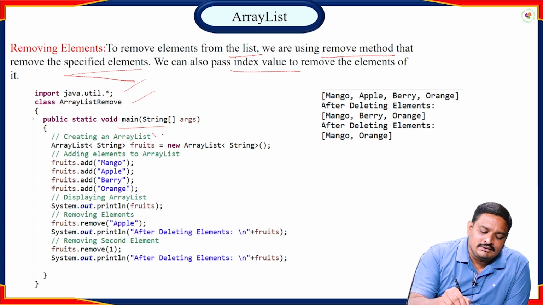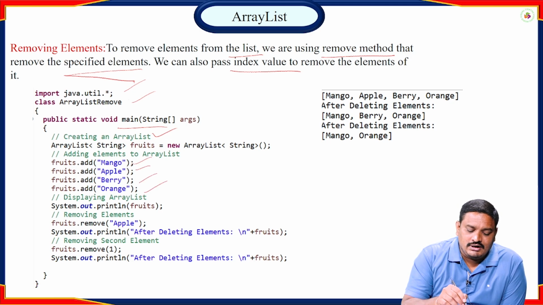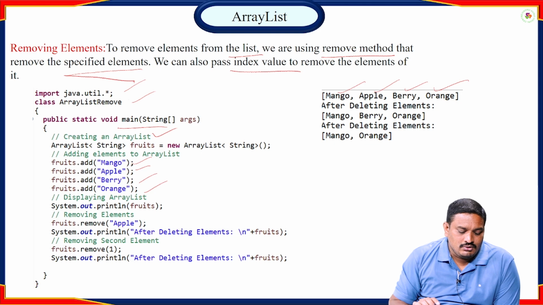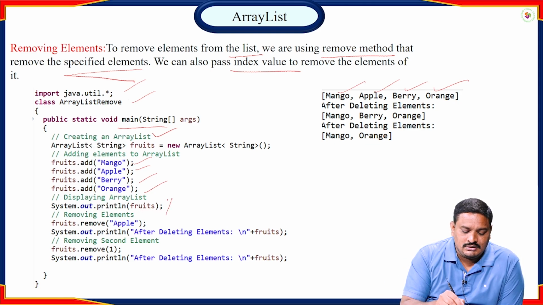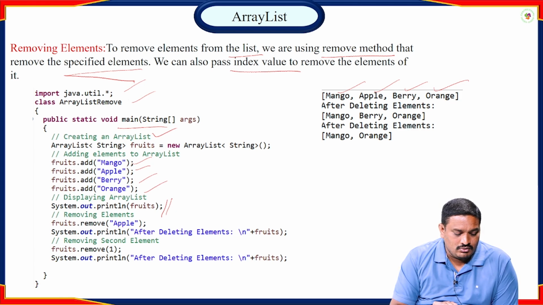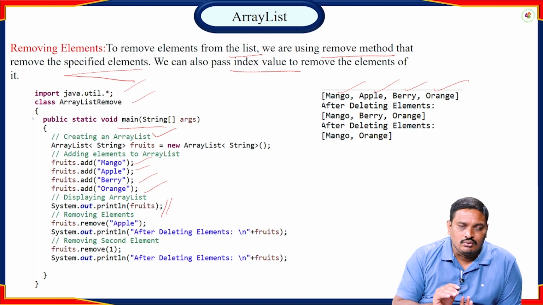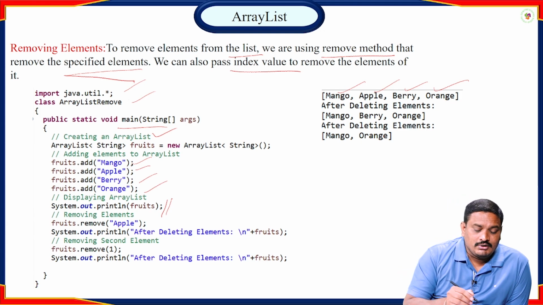Now we are creating one list. That list is called fruits. In that list, the 4 elements are there. To print these elements we use this statement, which displays the ArrayList. Now, to remove the apple element in that ArrayList, how to remove it? By using the remove method.